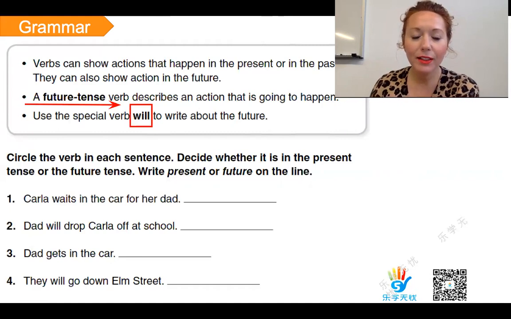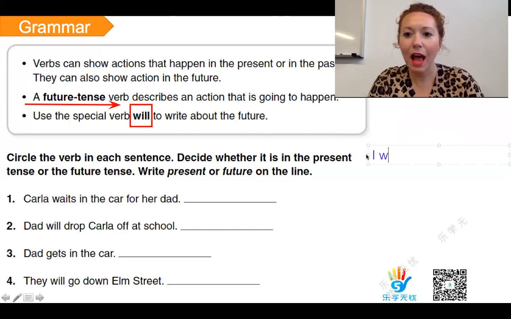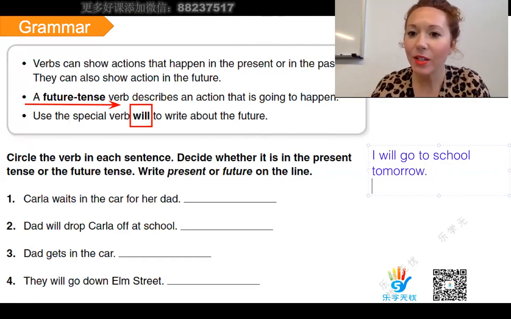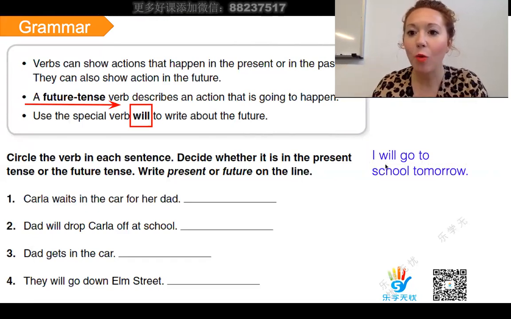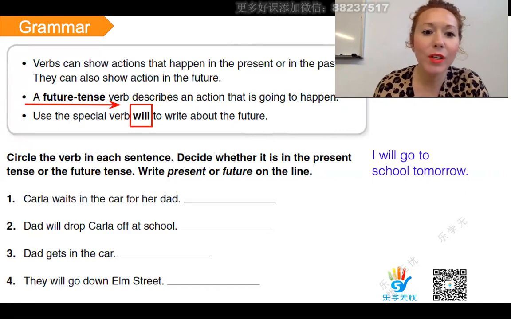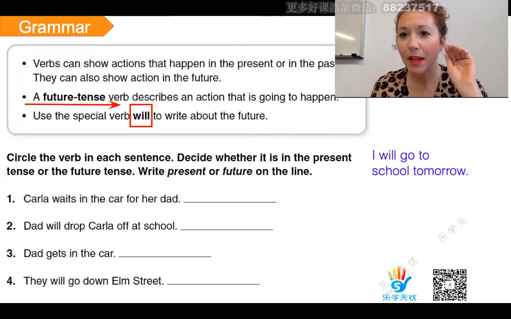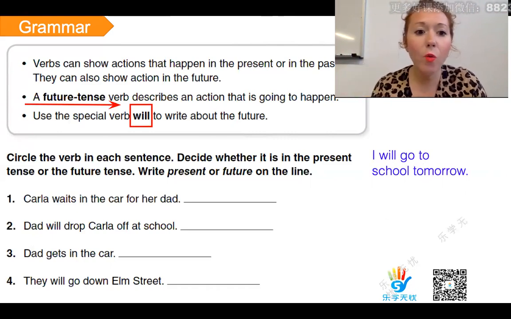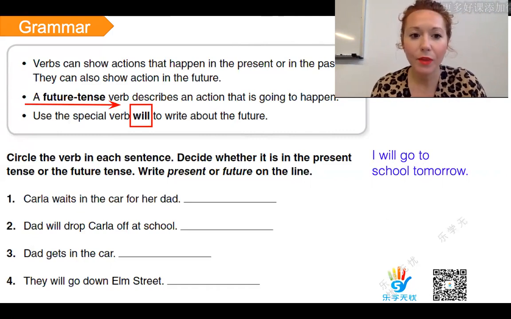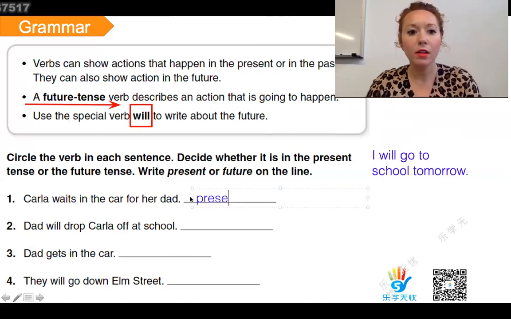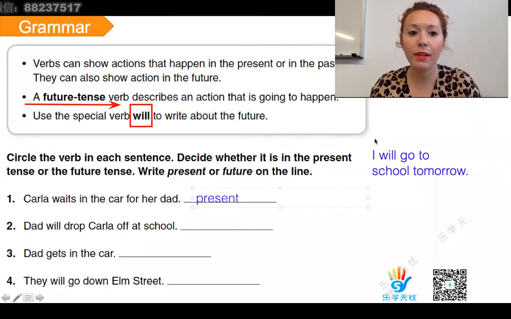So anytime that I have a sentence, I will go to school tomorrow, I need to have will with my verb. I will go to school tomorrow. Now we're going to read 4 sentences, and I want you to tell me, is the sentence in the present or is it in the future? Number 1, Carla waits in the car for her dad. Is that present or future? Yes, this is present because our verb is waits.